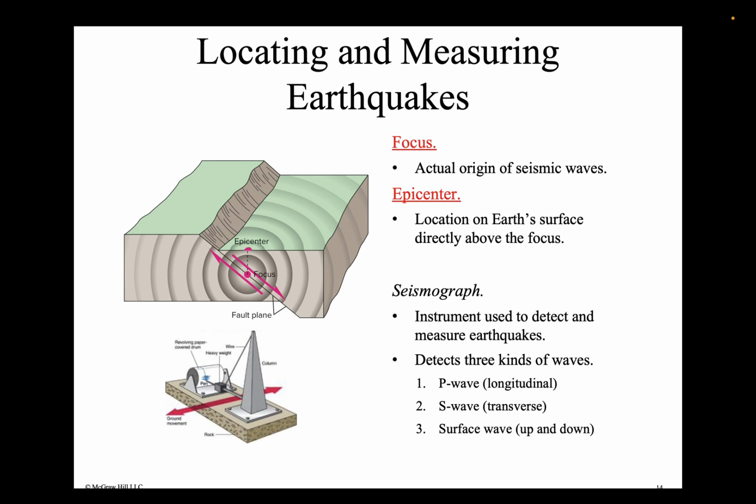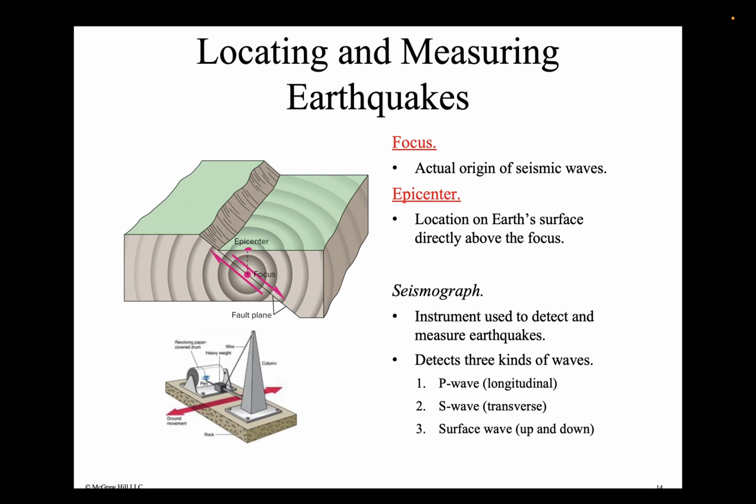So earthquakes can be located and measured, right? There are two features of these earthquakes. One is the focus. The focus is actually where that earthquake originates. So it's the actual origin of these seismic waves. It's the center of that earthquake. And you have the epicenter. Epi means above the center. So it's the location on the surface crust which is directly located above the focus of the earthquake. Again, earthquakes usually happen between the plate boundaries.